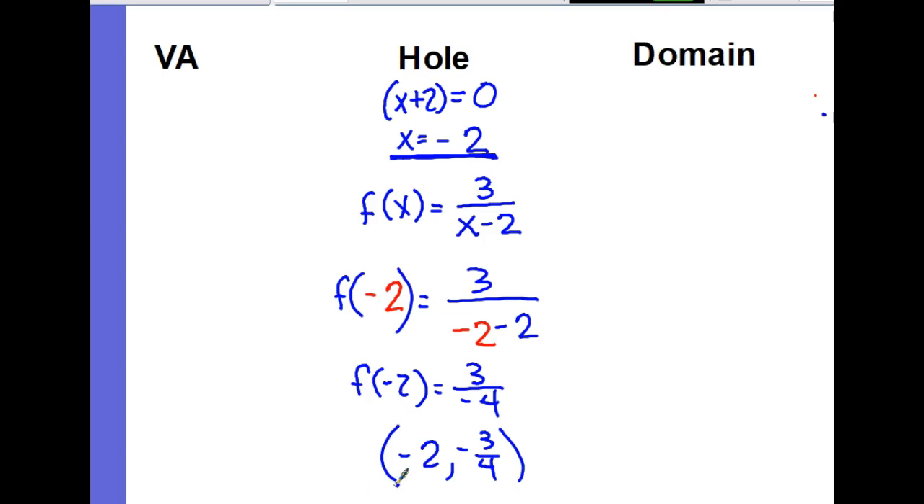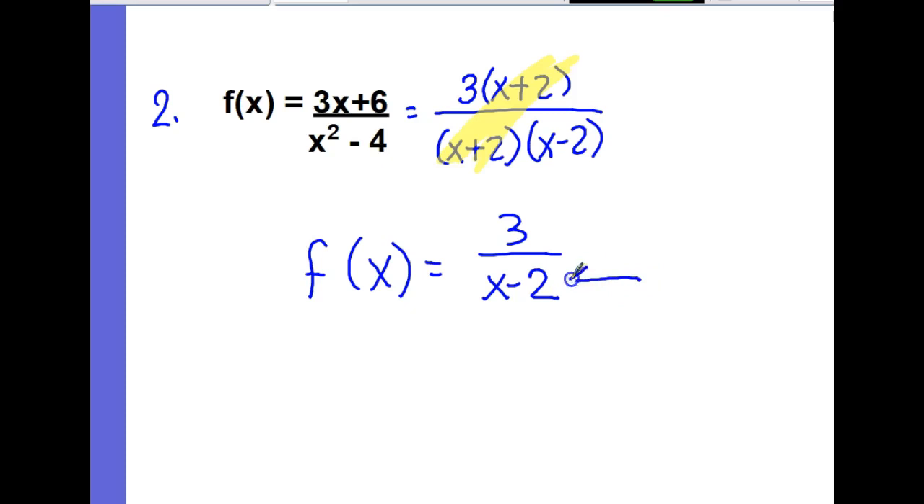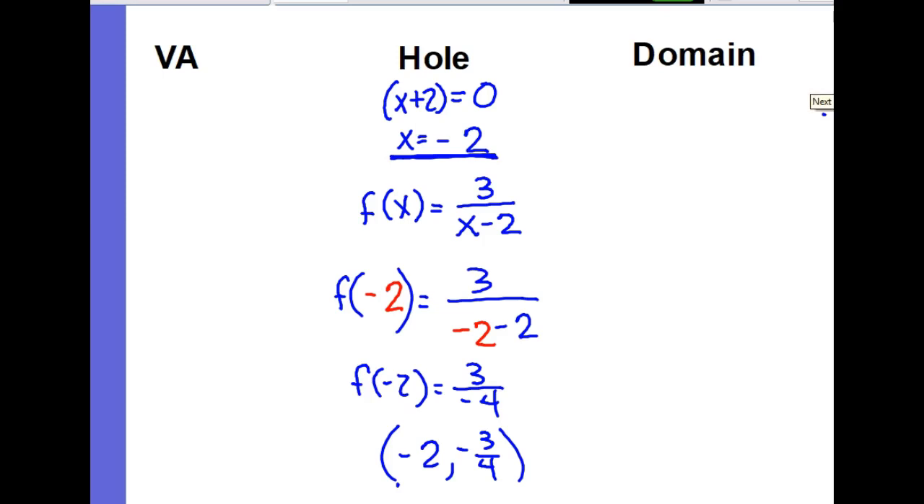On your yellow notes, it says to find the vertical asymptote, the denominator needs to equal 0. The denominator after you canceled out the hole. By the way, if you canceled it out and it didn't have a denominator anymore, it would not have a vertical asymptote. And so add 2 to both sides, and so that's where the vertical asymptote is.